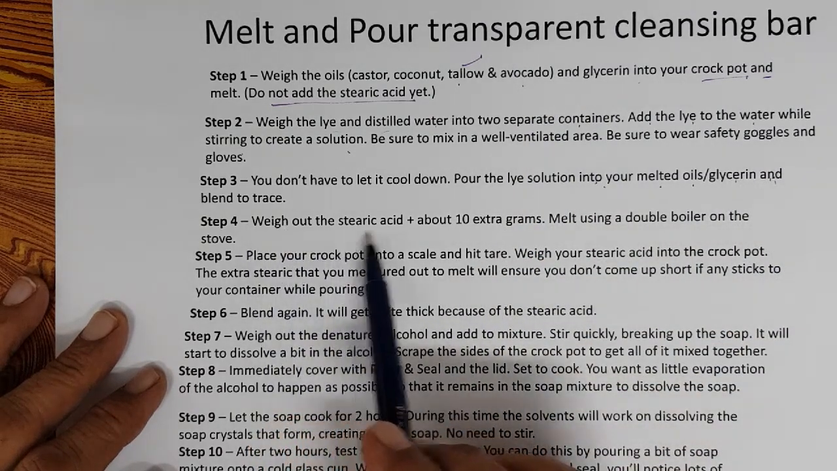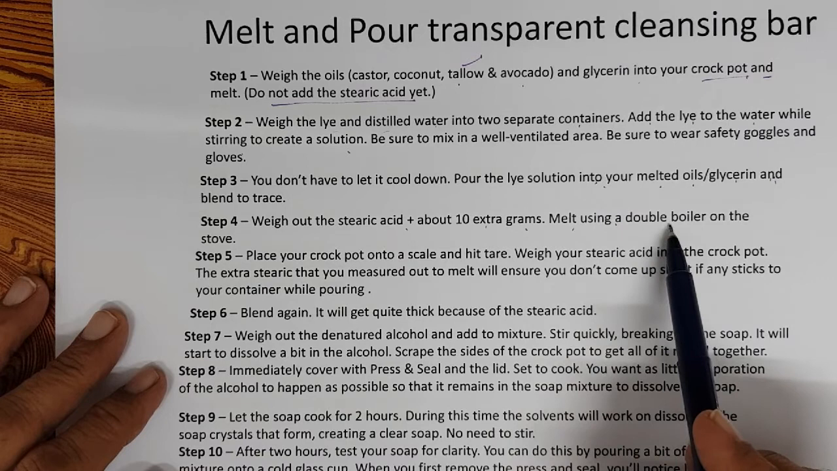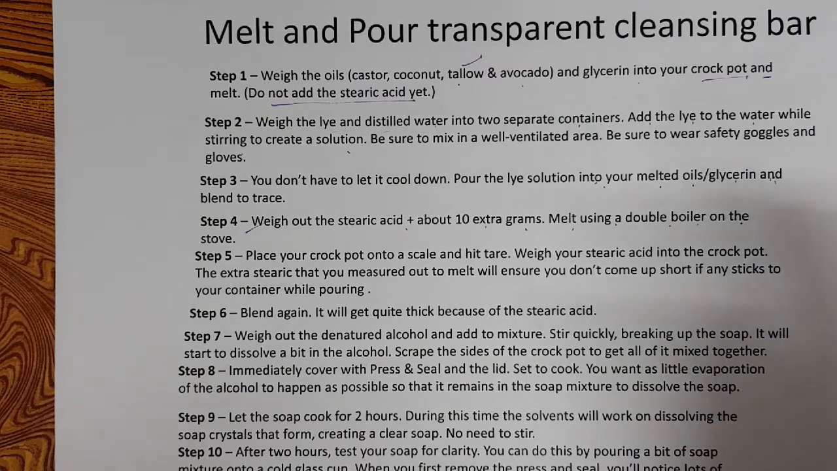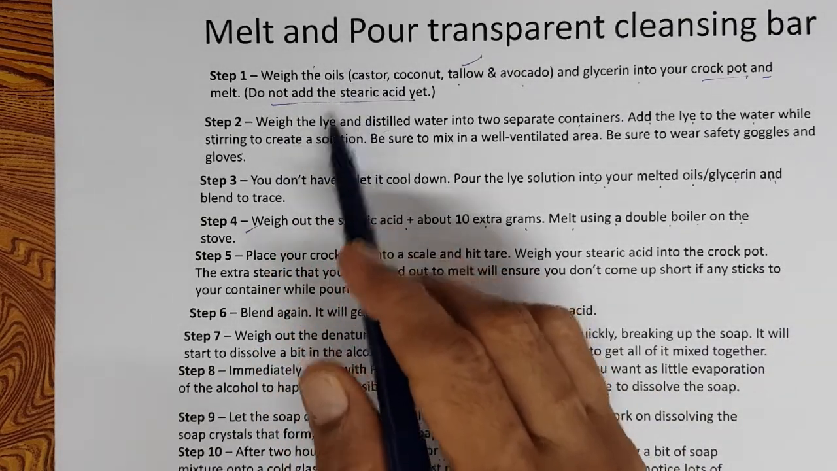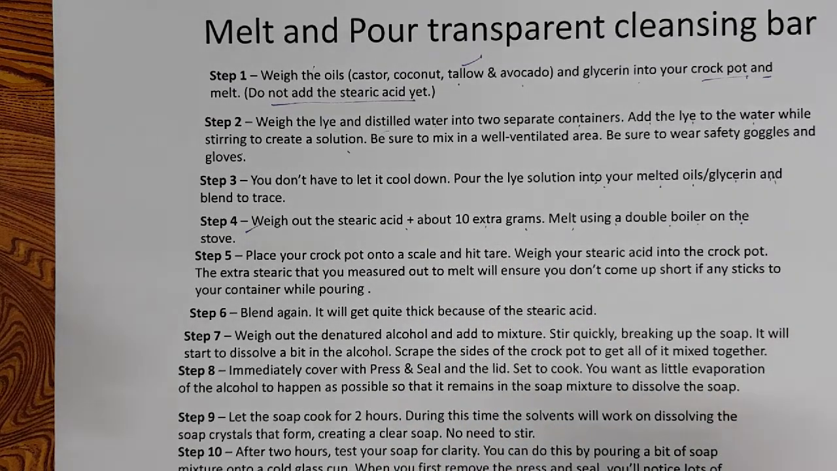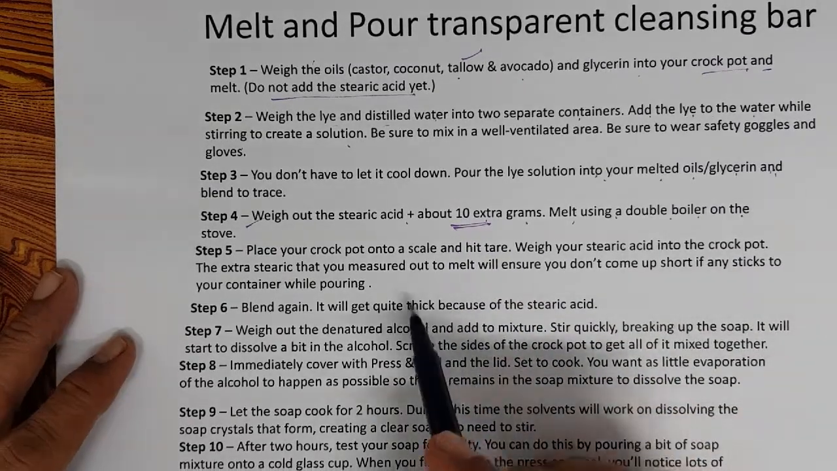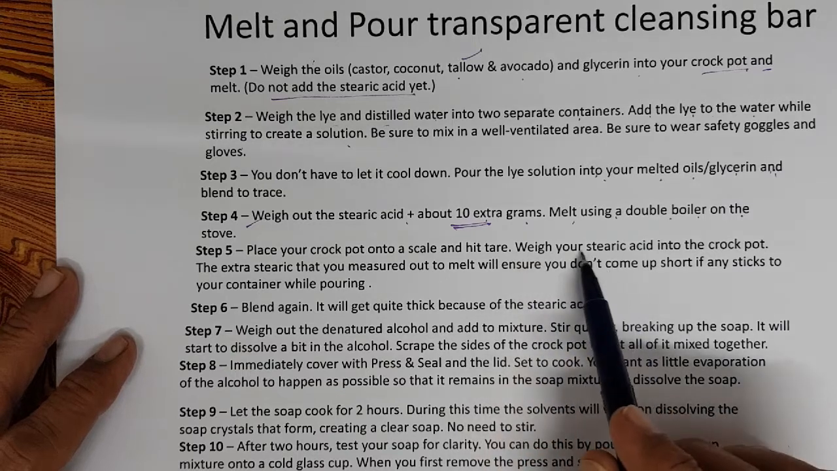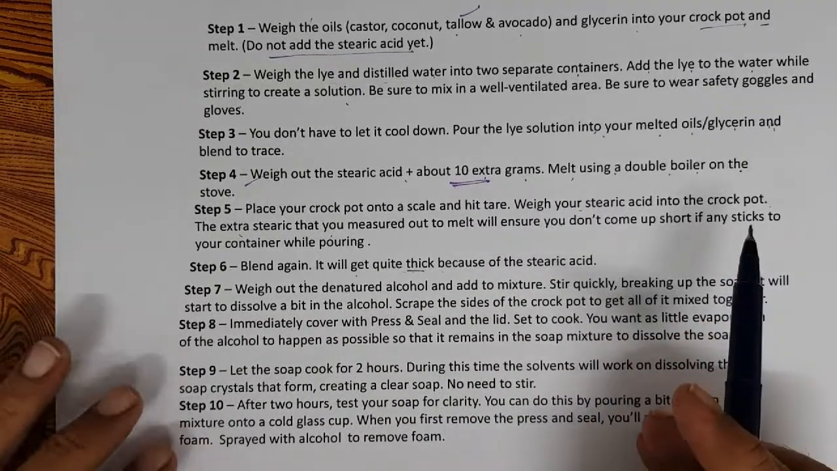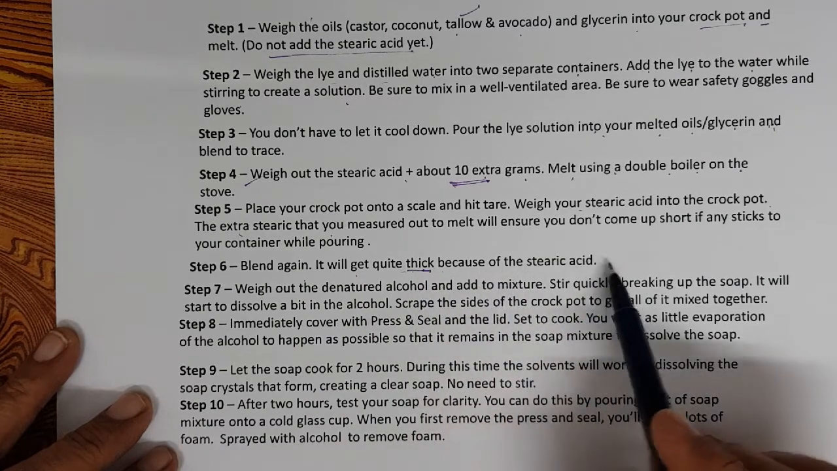Then weigh out stearic acid, about 10 grams extra, and melt using a double boiler on the stove. Melt it and pour it into the mix. You are adding 10 grams more so that when you pour it in the lab there can be a loss. Then weigh your stearic acid into the crock pot, the extra stearic acid you measured, okay. Blend again. It will get quite thick because of the stearic acid.